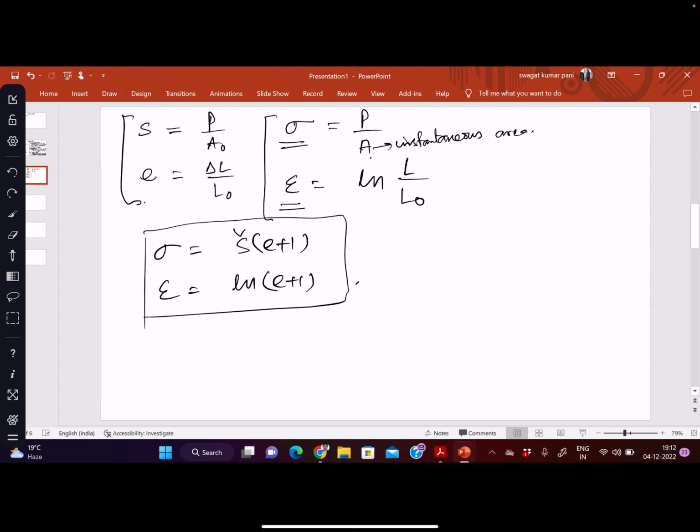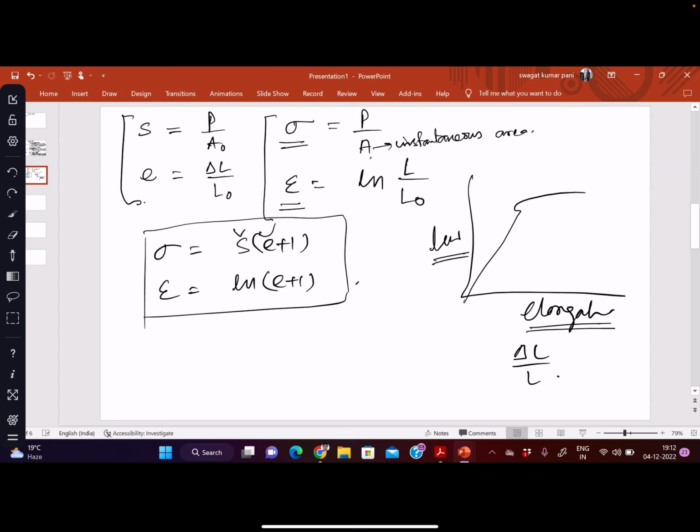Okay, so you first calculate these two. You get this from the tension test. Usually you get the load versus elongation. From there you measure the stress, that is load divided by area, and you get the elongation, so you calculate delta L by L. So this is engineering strain, load by area is engineering stress. So you get these two values and then you put here to get the true stress, true strain values.